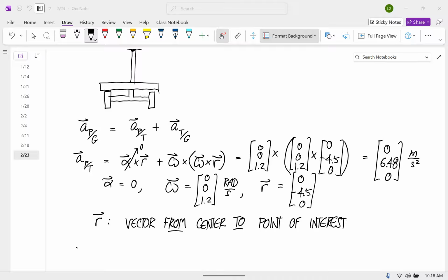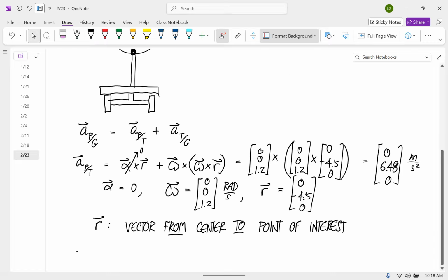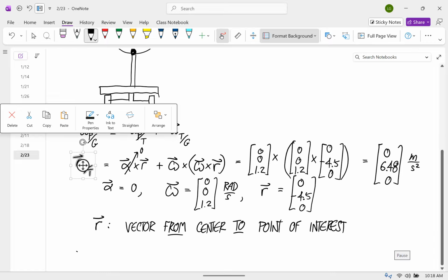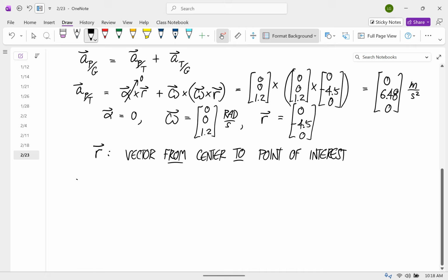Okay, so this is a coordinate system fixed to the train. That's not inertial, so we can't work with this yet. But now we're going to use relative motion. The acceleration of the passenger relative to the ground is equal to the acceleration of the passenger relative to the train, which is what we just figured out, plus the acceleration of the train relative to the ground.